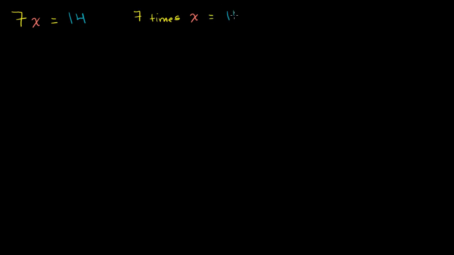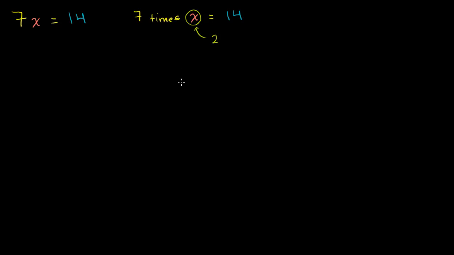Now, you might be able to do this in your head. You could literally go through the 7 times tables. You say, well, 7 times 1 is equal to 7, so that won't work. 7 times 2 is equal to 14, so 2 works here. So you would immediately be able to solve it. You would be able to, just by trying different numbers out, say, hey, that's going to be a 2.